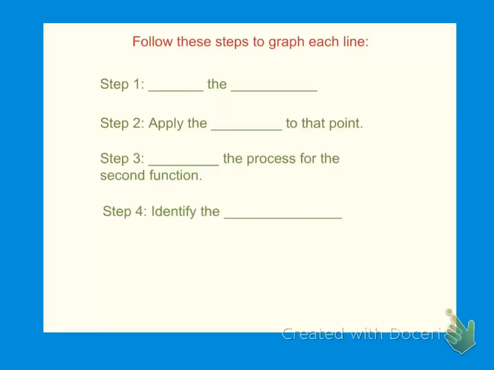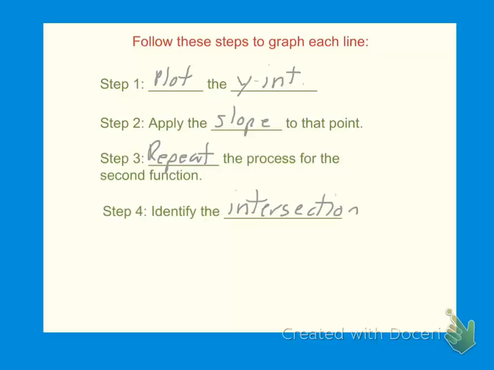If you'll follow these few steps, we can graph each line. Step 1 is to plot the y-intercept onto the graph. Step 2 is to apply the slope to that point. You can do that multiple times to create multiple points, but you only need 2 points to create one line. Step 3 is to repeat that process for the second function. Once both graphs are on there, step 4 is to identify the intersection.